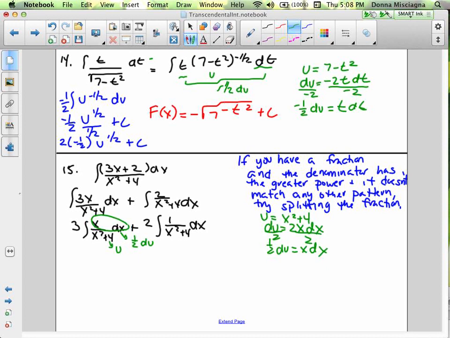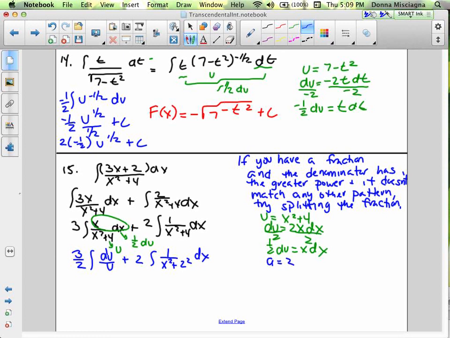Right, so we're going to factor the 1/2 out right away. So that's going to give us 3 times 1/2 will be 3/2 times the integral of du over u plus 2 times the integral of 1 over x squared. I'm going to rewrite that 4 as 2 squared dx. And now you see what it is. All right, that's arctan. And the variable is just x, and the a is 2.